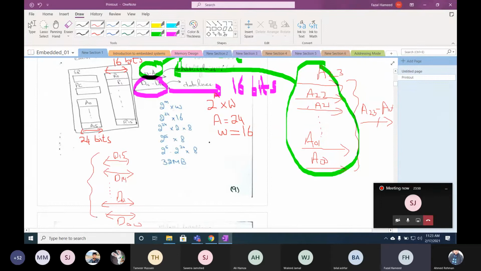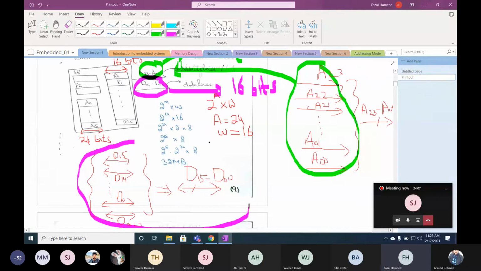How many lines are there? It is equal to D15 through D00. Do you understand this? Sir, this is a representation of these lines, meaning when there are many lines, we write them in short form. Yes, this is the short representation.